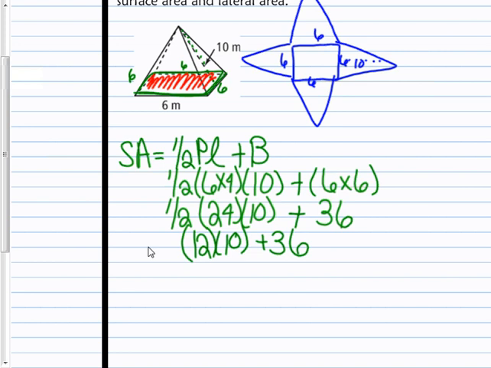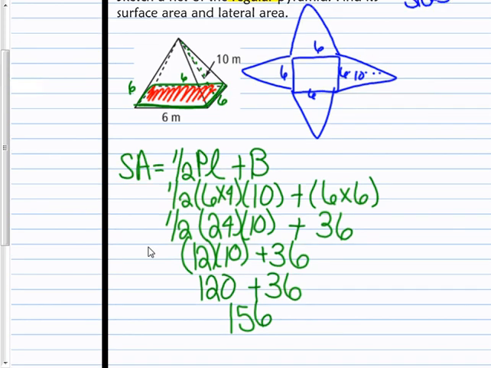And I know I'm going step by step. If you can do more of this in your head or combine steps, you are more than welcome to. Okay? 120 plus 36, 156. So let's look back at the problem. It asks us for the surface area and the lateral area. And the lateral area is the first part of the surface area formula. So the lateral area is this.